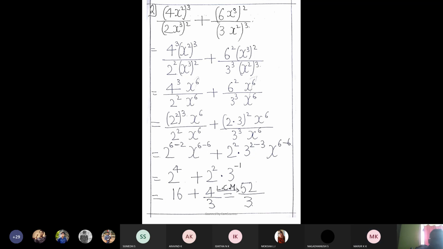Look here. 4 you can write as 2 to the power of 2. Understood? 4 you can write as 2 to the power of 2, and 2 to the power of 2 whole raised to the power of 3. Keep x to the power of 6 as it is. You can write 6 as 2 into 3. Understood? 2 into 3 whole raised to the power of 2.